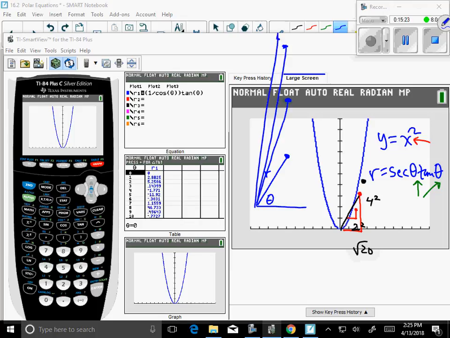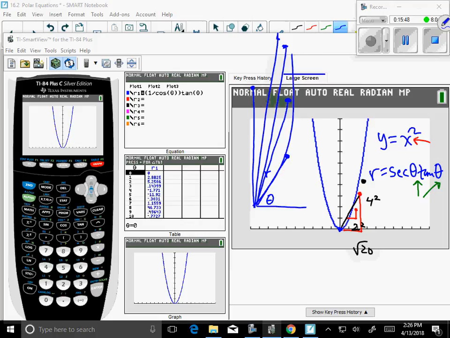What happens when theta is pi over 2? What happens on the parabola? It goes back to 0. What's secant of pi over 2? What's cosine of pi over 2? 0. It's undefined. It drops right back to the origin. And then it starts with all the angles afterward.